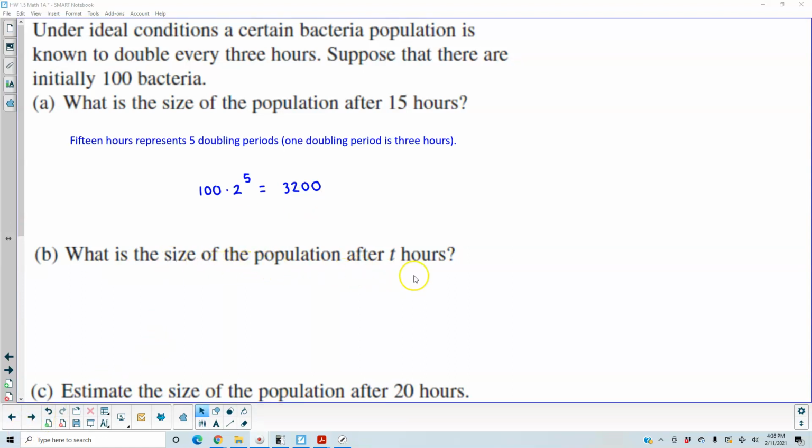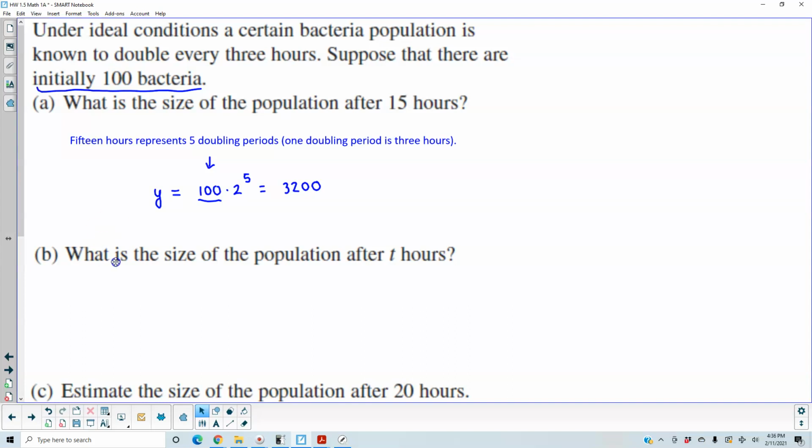Now, what is the size of the population after t hours? Well, again, when it says initially, that means that 100 represents the initial amount. So in our first part, we know that that would be y, which is equal to the initial amount, times the value of 2, because it's doubling, raised to the power of 5.